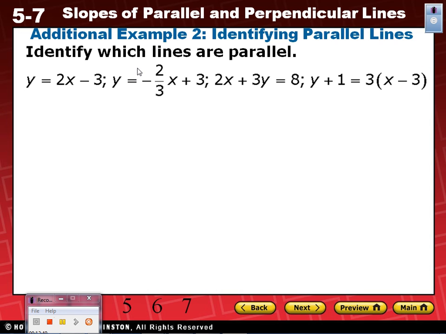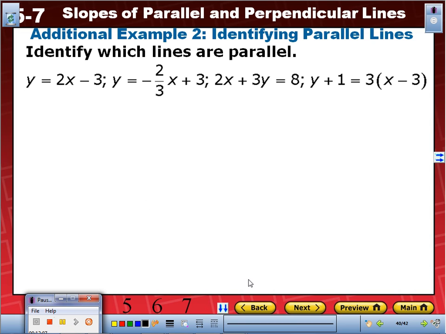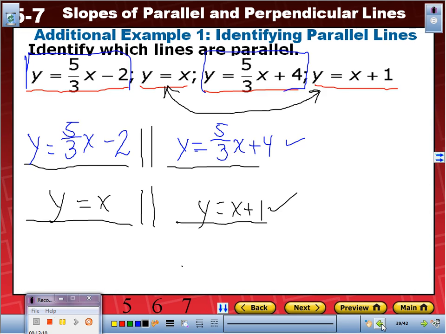Example 2. Copy this, please. We've got to identify which lines are parallel. Y equals 2x minus 3. Y equals negative 2/3 x plus 3. 2x plus 3y equals 8. And y plus 1 equals 3 times (x minus 3). Copy that. So let's go over our steps again.